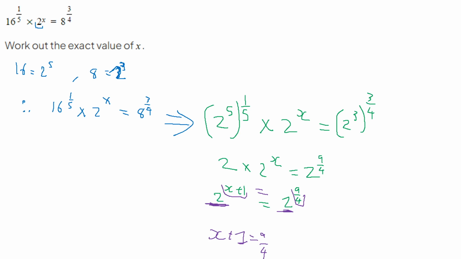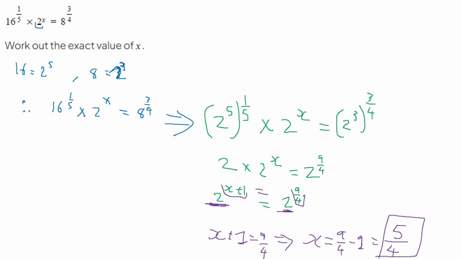And now we can solve for x. So x plus 1 is equal to 9 over 4. If we minus 1 on each side, x is equal to 9 over 4 minus 1, which is the same as 5 over 4. And that is our final answer.